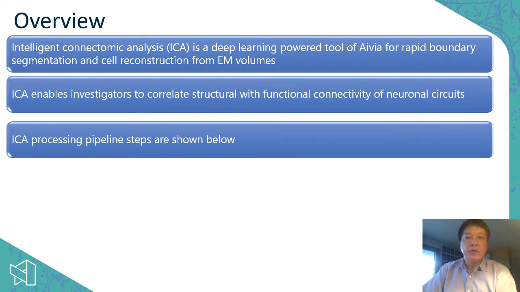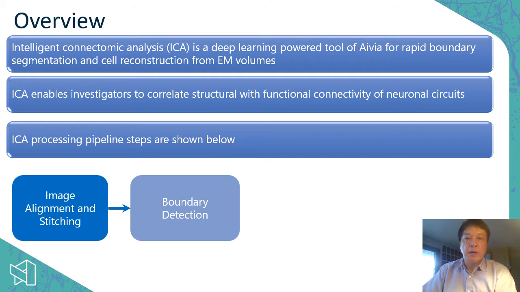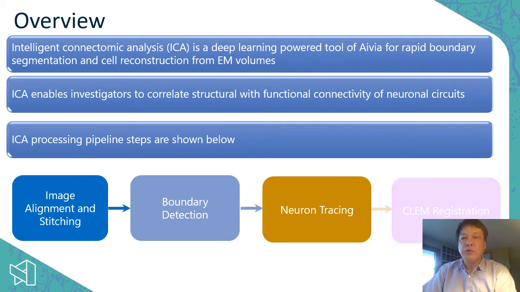The IKCA processing pipeline steps include image alignment and stitching, followed by boundary detection, neuron tracing, and the CLEM registration.